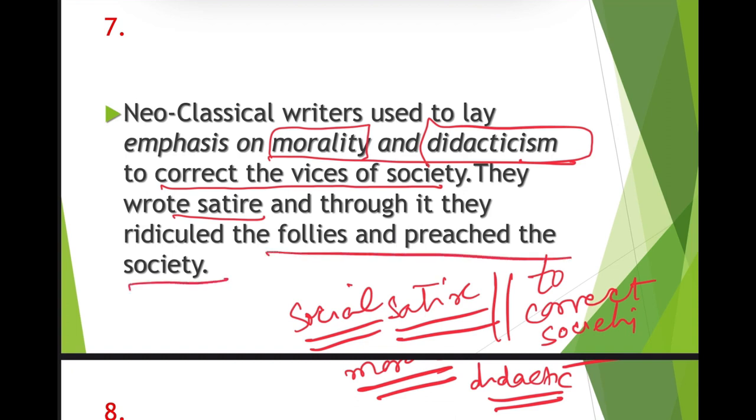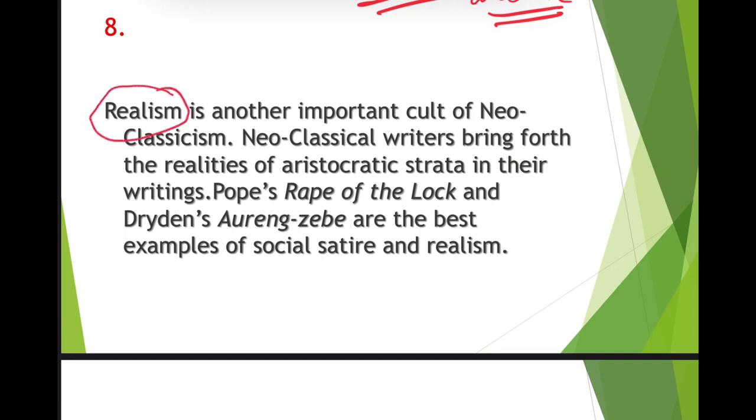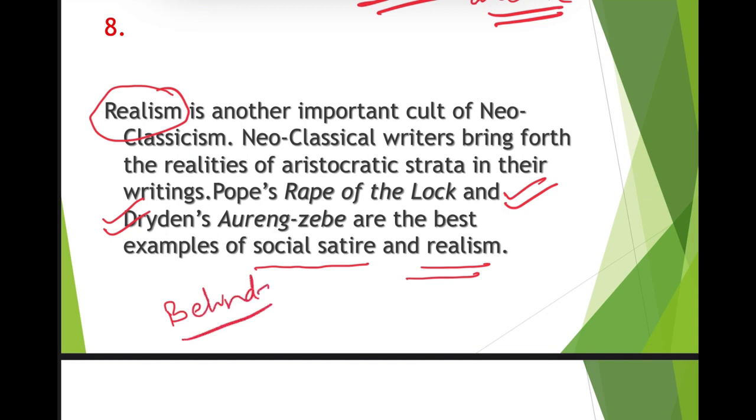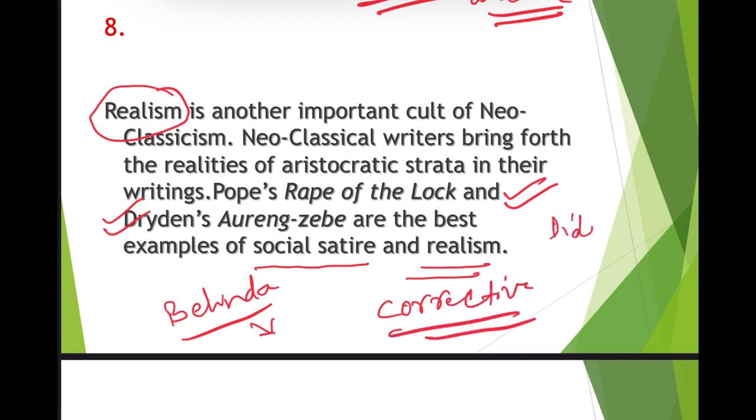Now, realism is another important quality of the 18th century. As I have just told you, 18th century literature is famous for social satire and realism. They tried to depict the society. If you want an example, see Alexander Pope's Rape of the Lock or Dryden's Aurangzeb. These are the best examples of social satire and realism. If you study the character of Belinda in The Rape of the Lock, you will find how Alexander Pope mocks the character of Belinda and laughs at follies and foibles. But the purpose is always corrective. That is why in the previous slide I told you that didacticism is an important characteristic we find in the poetry.